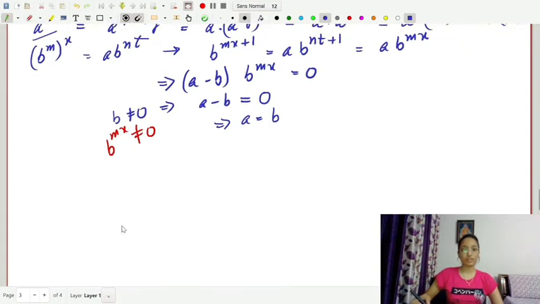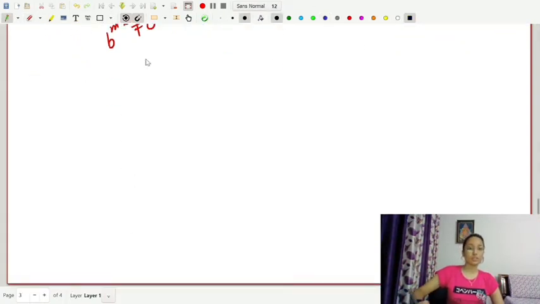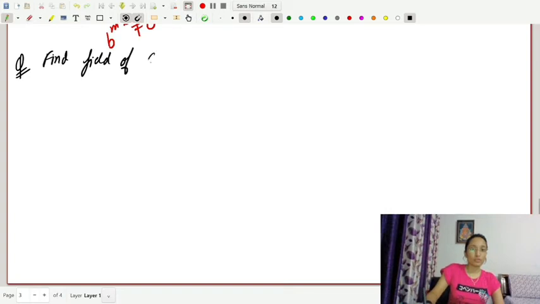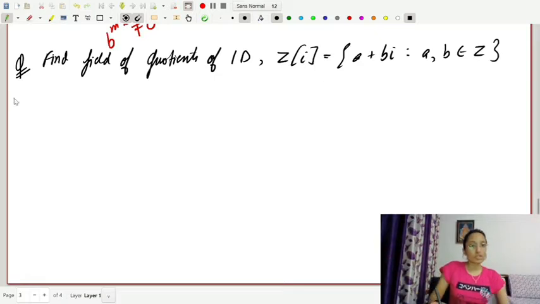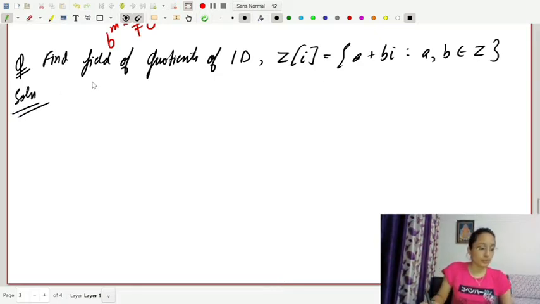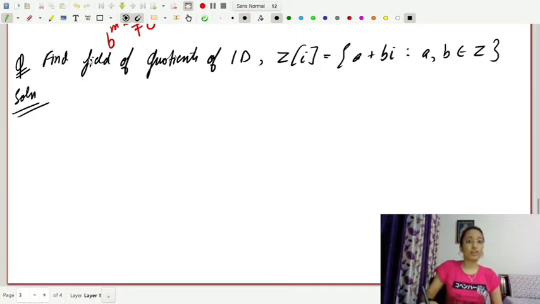Now we will do another example, which asks us to find the field of quotients of an integral domain Z[iota], the Gaussian integers, basically a plus b iota, where a and b belong to integers. To see the solution, how do we define F? If F is the field of quotients of this integral domain.